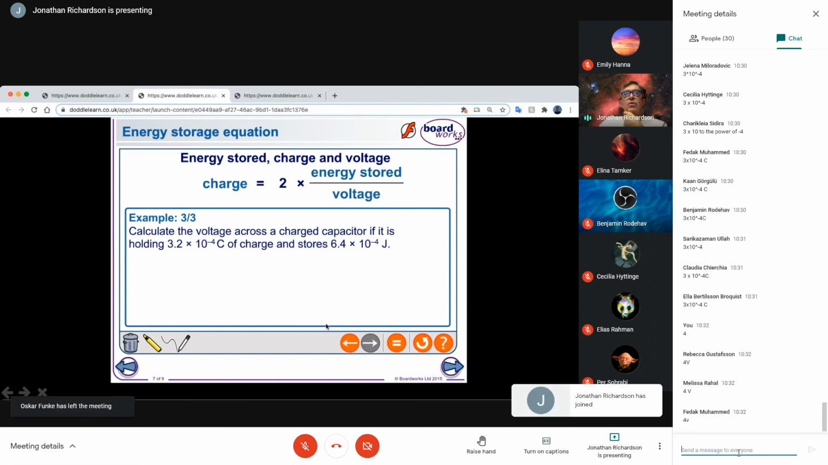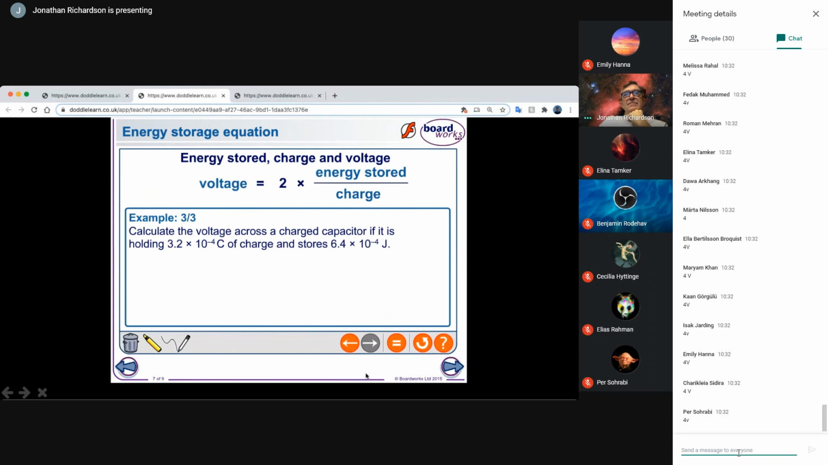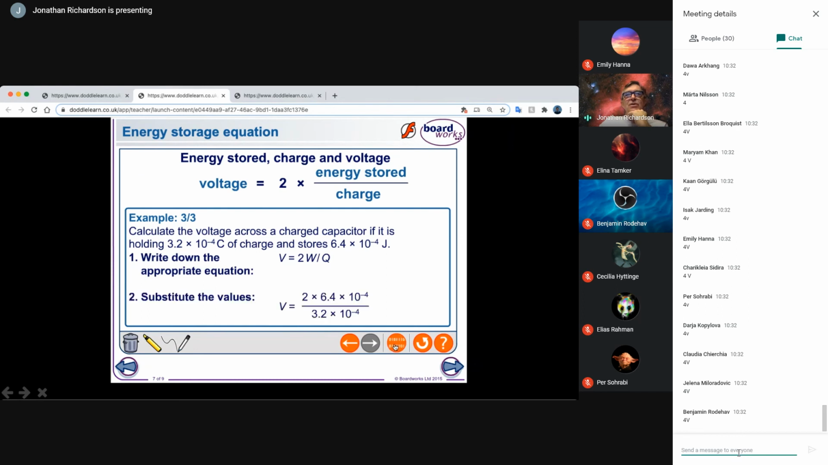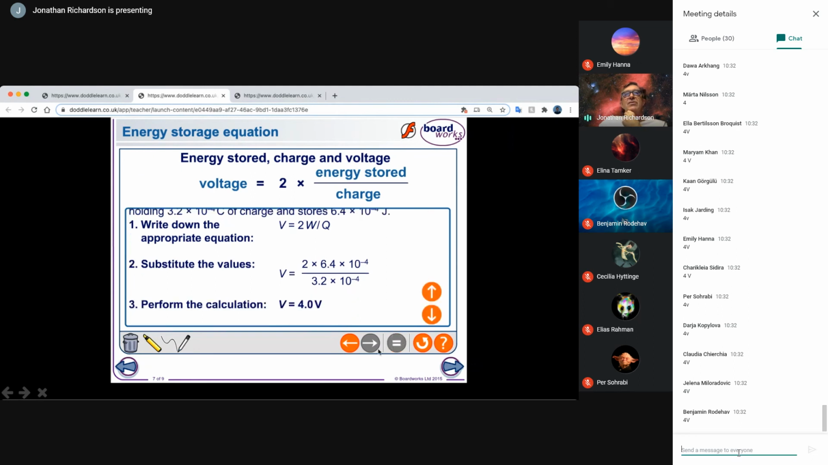So we're getting quickly now. And remember the voltage this time. Great. Of course, you've got very straightforward. 2 times 6.4 divided by 3.2 gives us the correct answer of 4 volts. Good.